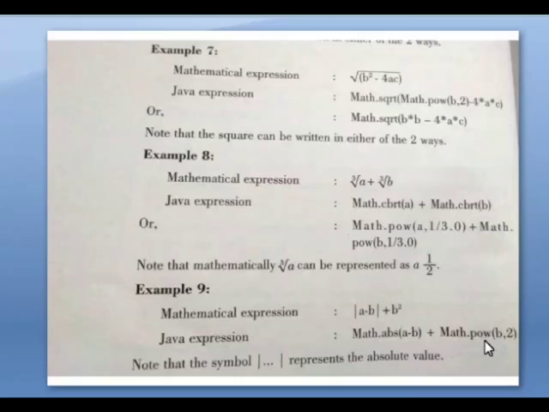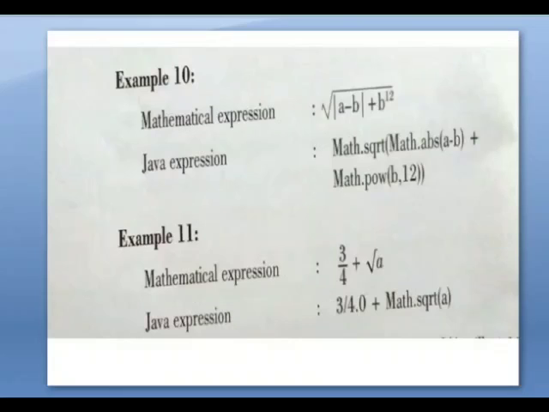Now example number 10. The mathematical expression has a square root common to all of this, and this is the absolute value. So Math.sqrt of, in the outer bracket, Math.abs of a minus b plus Math.pow of b comma 2. Then example number 11, the mathematical expression is 3 upon 4 plus square root of a. So the Java expression is 3 upon 4.0 plus Math.sqrt of a.